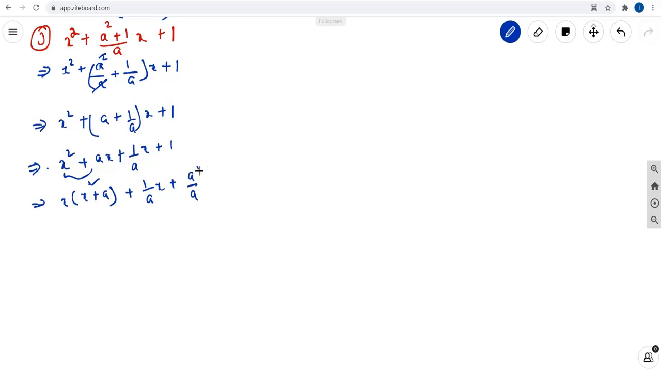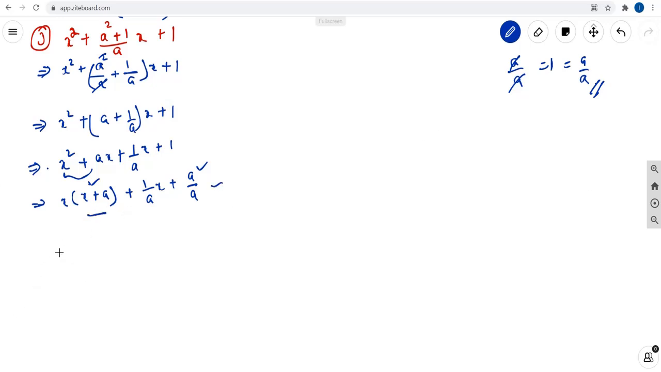How have I taken this? See here, a divided by a means both will get cancelled. What is the answer? 1. Instead of 1, I can write it as a divided by a. That's what I am doing here. Why am I doing this? Because I want the common factor as x plus a.